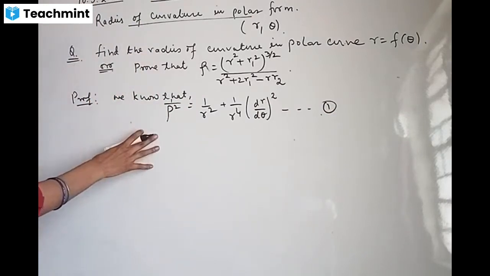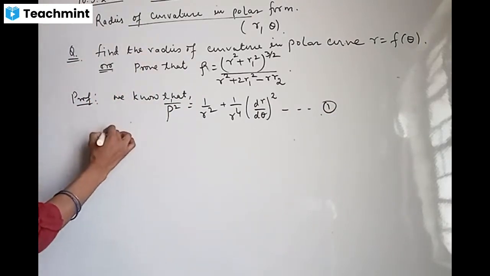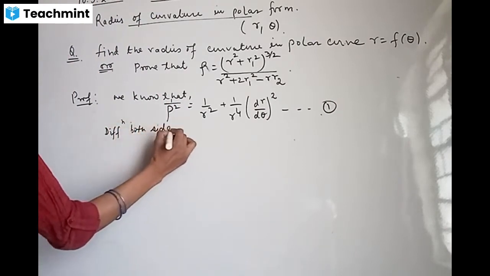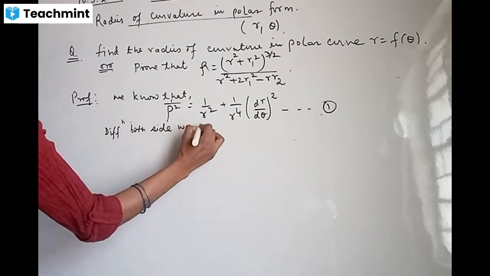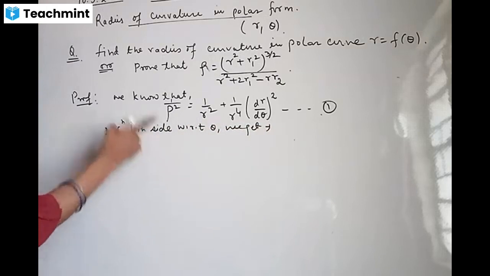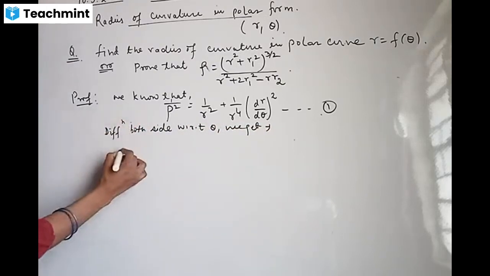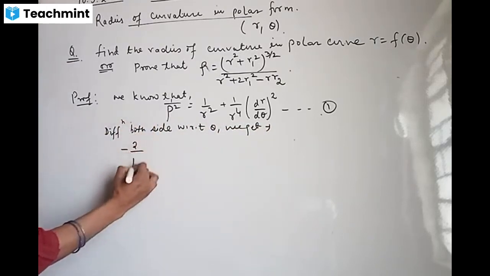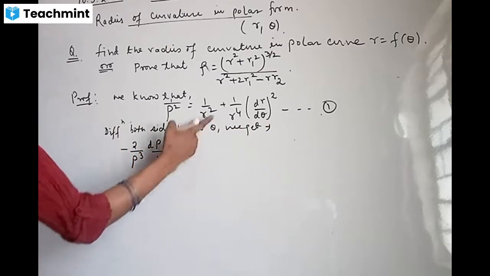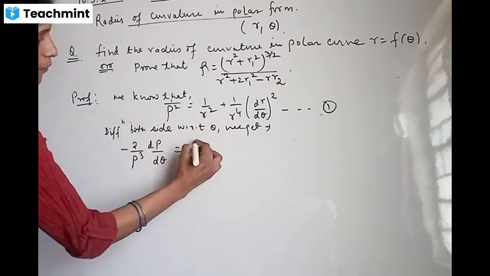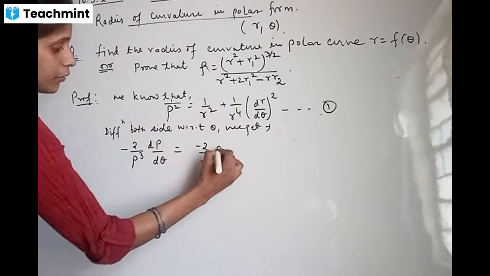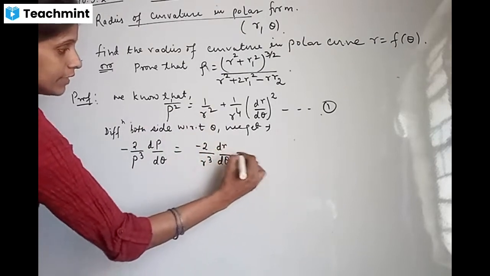So we get this value and now differentiating both sides with respect to theta. So while differentiating with respect to theta, what we get from here, girls? This is minus 2 by P cube and then dP by d theta. Now in the right hand side we have again minus 2 divided by r cube dr by d theta plus.